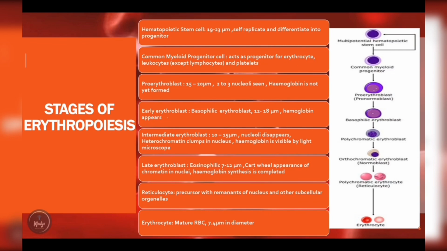Coming to the next stage is the reticulocyte, which is the immature stage and lacks a nucleus. And the last but not the least is the erythrocyte, which is the mature RBC. Its size is 7.4 micrometer in diameter, and it lacks a nucleus and other subcellular organelles as well.